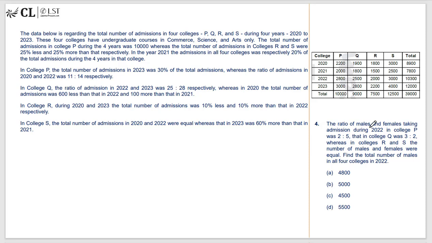The ratio of males to females taking admission during 2022 in college P was 2 is to 5. Okay, in 2022, college P, total number 2800. Males is to female, what we are looking at, the ratio is 2 is to 5. Now, 2800 has to be divided by 7. We will get the multiplying factor of 400. So the males are going to be 400 into 2, that's 800. Females are going to be 2000.